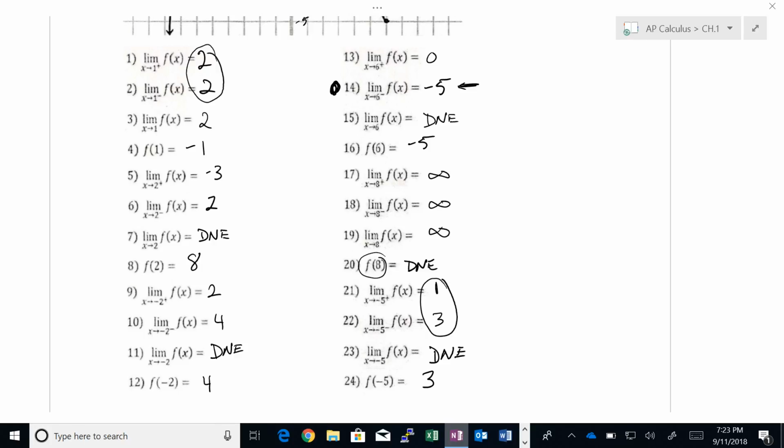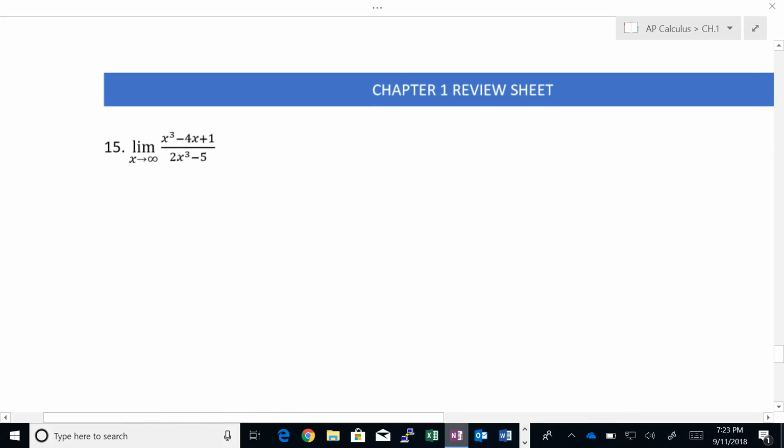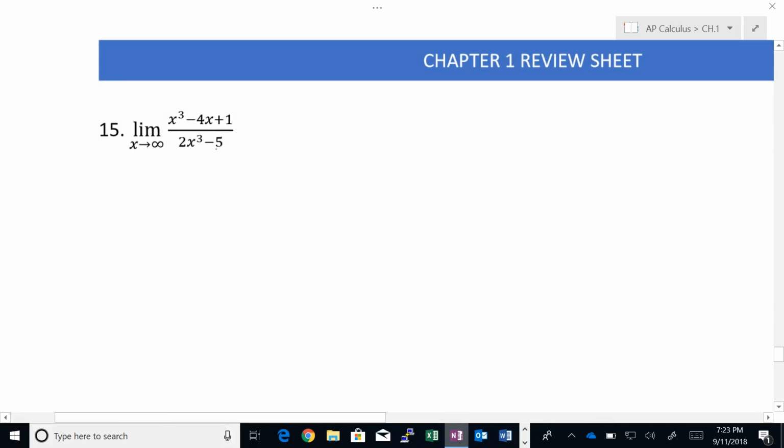Any others? All right, so I think we kind of did them all. Again, real quick, when you're doing infinite limits and the degrees are equal, like 15, this is simply look at the leading coefficient. So this, no-brainer, it's just 1/2.